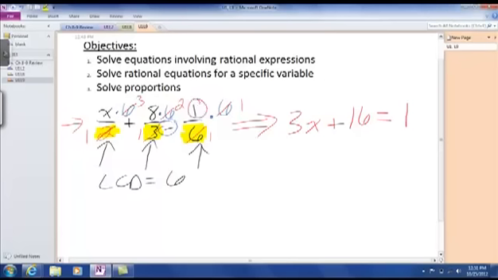Now I know there's a lot of crazy writing going on in that equation, but follow with me from here. Now that we've gotten rid of the fractions, this is a really basic equation to solve. Hopefully you've done this many, many times, right? Subtract 16. So now we have 3x equals 1 minus 16 is negative 15. We're going to divide by 3, and we get x equals negative 5. That's the process. I got rid of the fractions by multiplying everything through by the LCD.